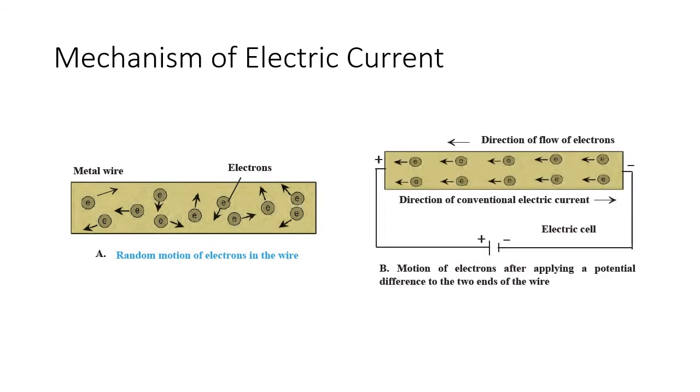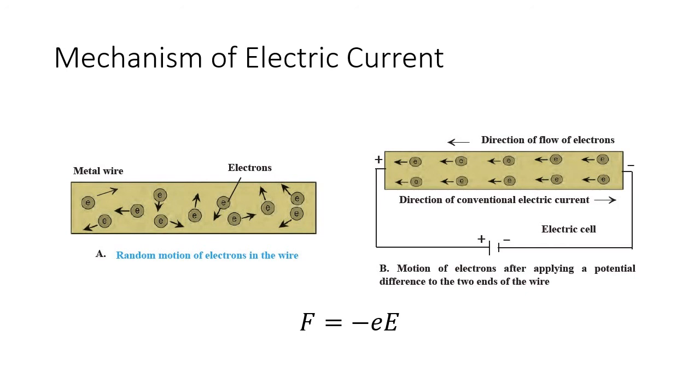But when we apply a potential difference across the conductor, then there will be an electric field produced inside the conductor in a direction from positive to negative side of the applied potential. In the previous unit, I mean in the electrostatic field unit, you may have studied that charged particles in an electric field experience a force. And since electrons are negatively charged, they will experience a force in a direction opposite to the electric field, and that is given by the following equation.